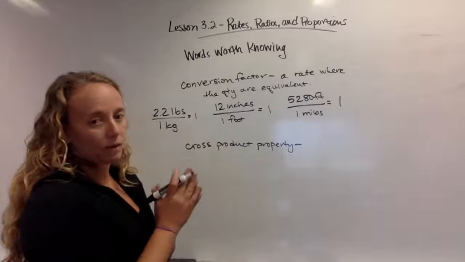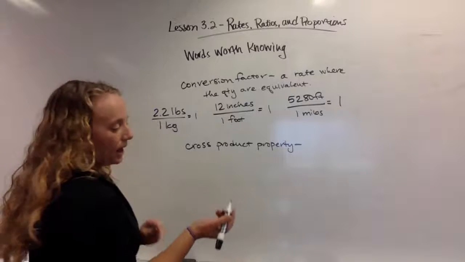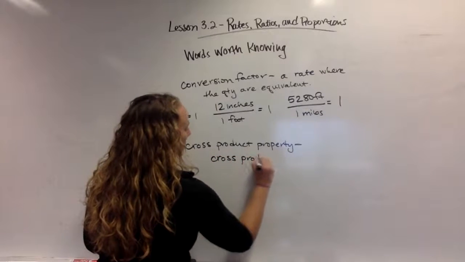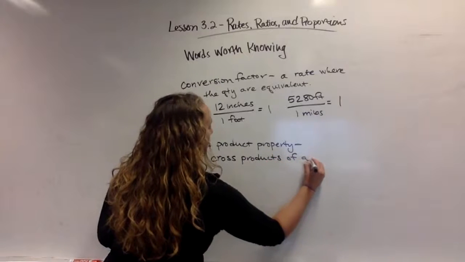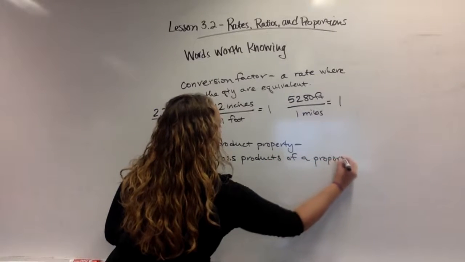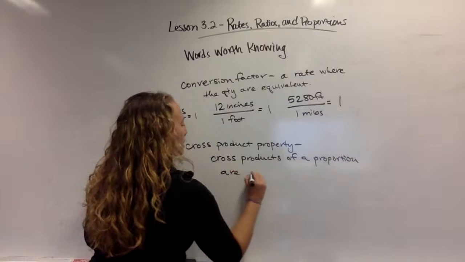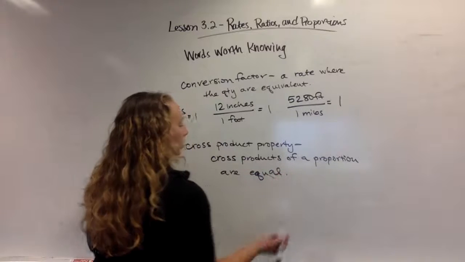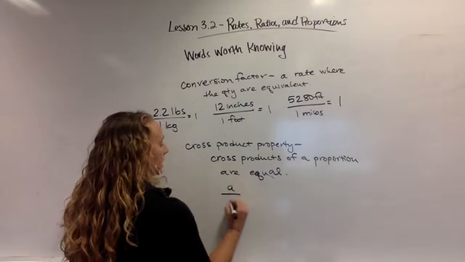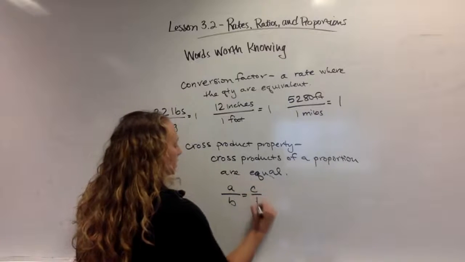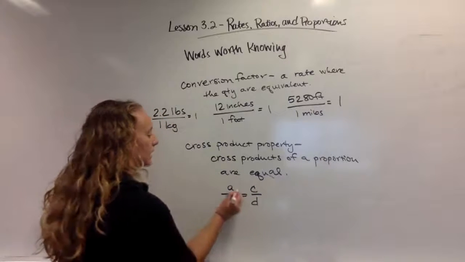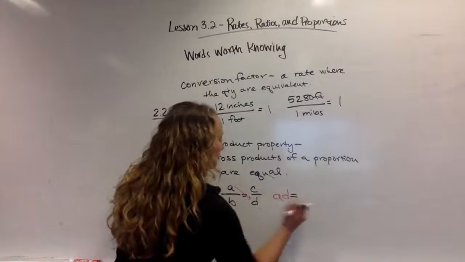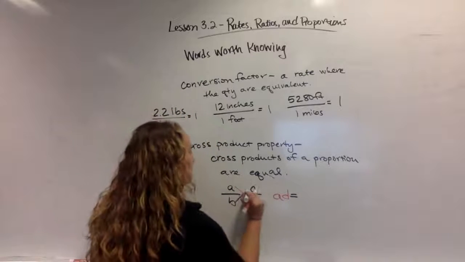Last thing that we're going to talk about, cross product property. Cross product property is a way for us to deal with proportions. It essentially says that cross products of a proportion are equal. I'll look at this in general terms, and then I'll show you an example. That's like saying A over B is equal to C over D, and cross products are telling us that A times D is equal to B times C.